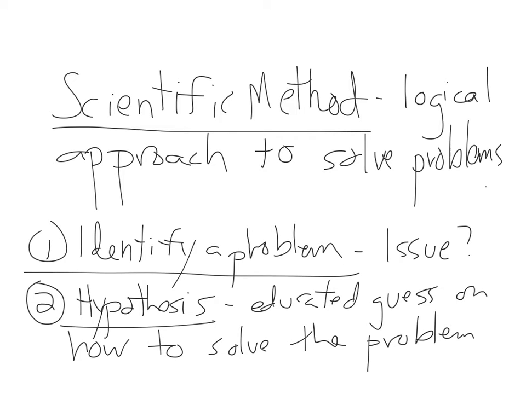These are the notes for August 24th, 2015. We start out talking about the scientific method, which is a logical approach to solve problems. We gave several examples in class of finding logical ways to do things. But the very first thing that must happen is you have to identify a problem, which is the issue that you have. A hypothesis then is an educated guess, which is solving the problem.